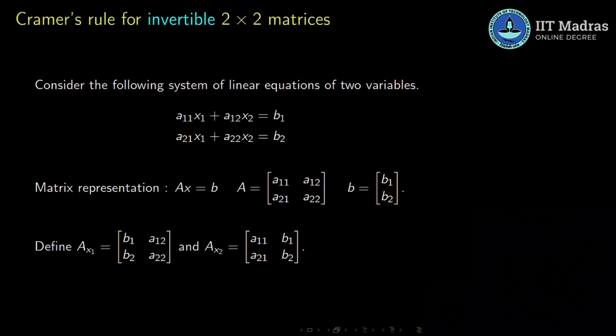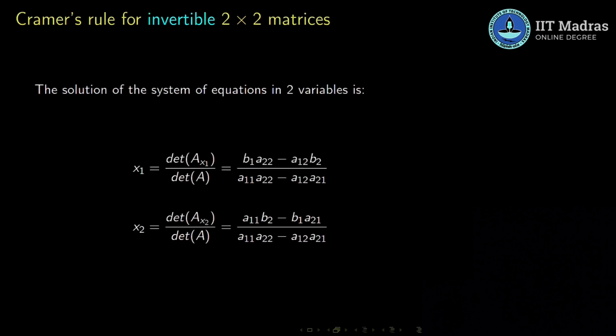So, we replace the first column by the vector B1, B2, and we call that new matrix A subscript x1, and we replace the second column by the column vector B, and we call that new matrix A subscript x2. Okay. And then Cramer's rule says the solution of the system of equations, and I am saying the solution, which means it is a unique solution in two variables.